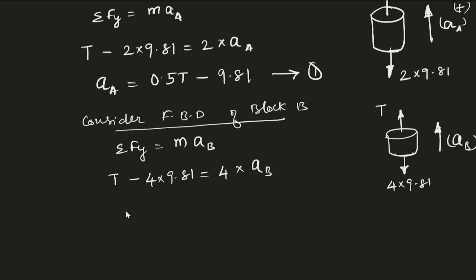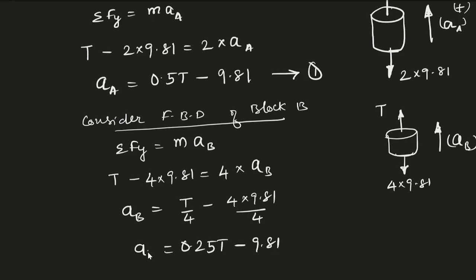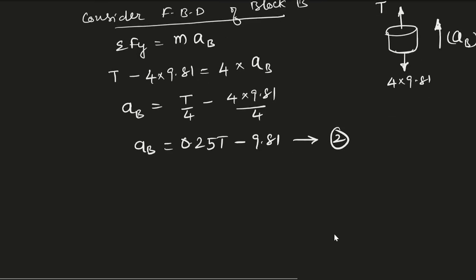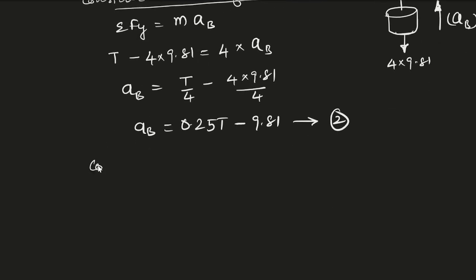I need the equation in terms of AB. So AB will be equal to T divided by 4 minus 4 into 9.81 divided by 4. So T divided by 4 is 0.25T minus 9.81. So this is the AB equation, the second equation. And for C as well, consider the FBD of block C.